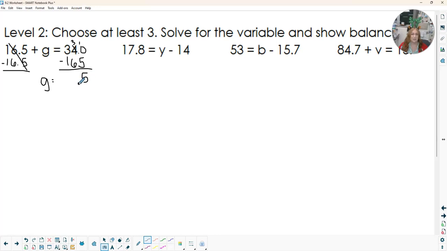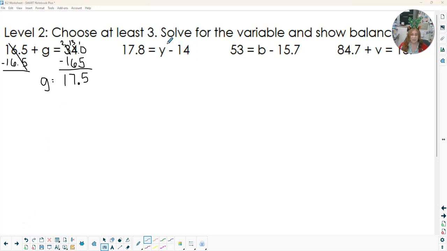My decimal comes straight down. 3 minus 6 we can't do, so we're borrowing again. 13 minus 6 is 7. And 2 minus 1 is 1. G equals 17.5. So this is about 17 plus 17 is 34. So that makes sense. So G equals 17.5. And I'm going to do one more.